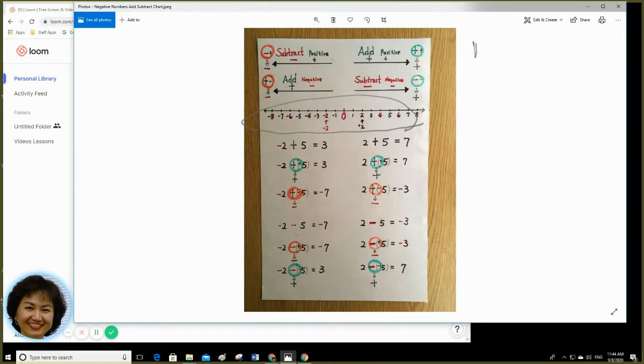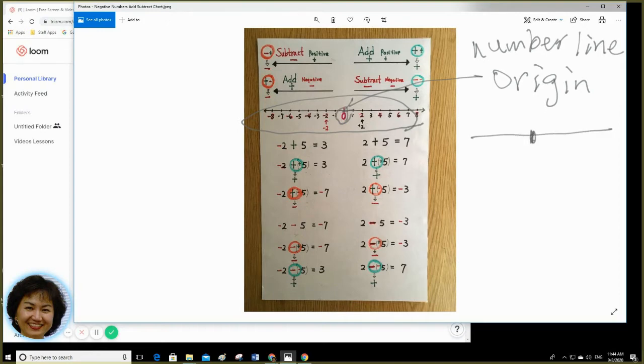This is called the number line. Number lines start at the very middle point. This middle point we call the origin. That's where this 0 is. So you start here. This is 0. We call it the origin.